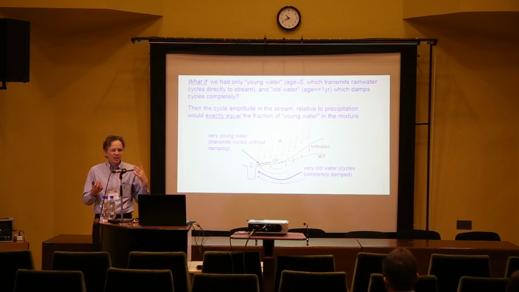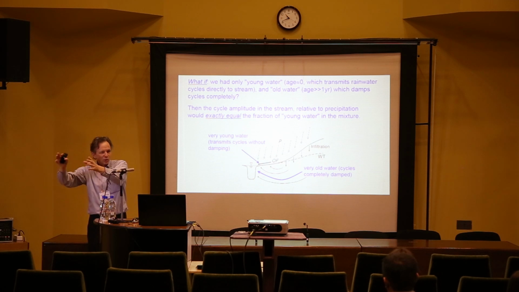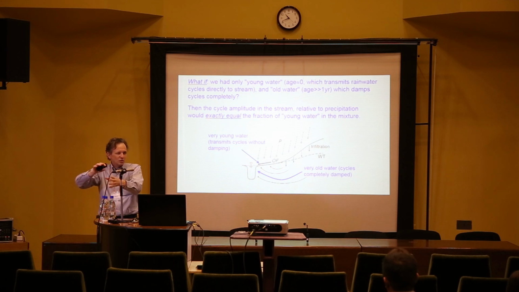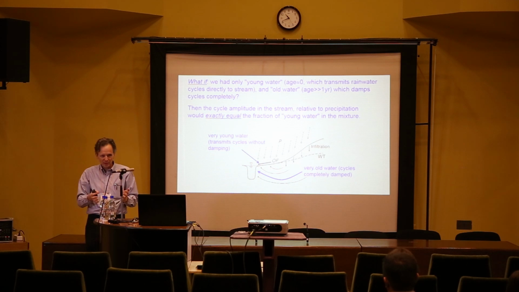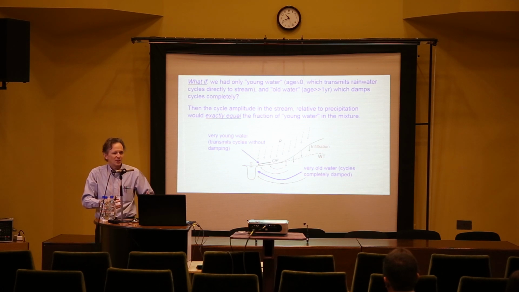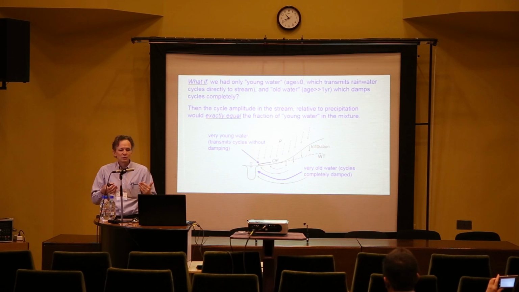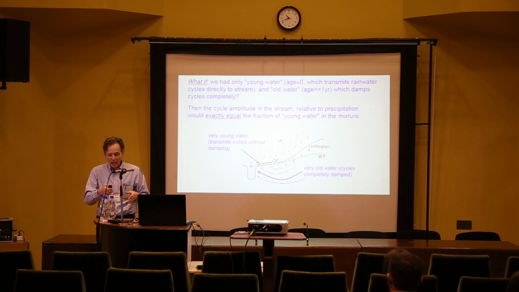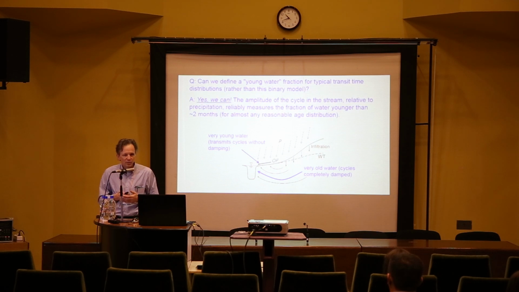What if we have a catchment that in fact is partly covered with Teflon, so it transmits everything directly to the stream, and the rest of the catchment has deep, slow infiltration so that tracer cycles are completely eliminated? Then the amplitude of the tracer cycle in the stream would directly measure what fraction of the catchment is covered with Teflon. And that would be true regardless of how heterogeneous the catchment is.